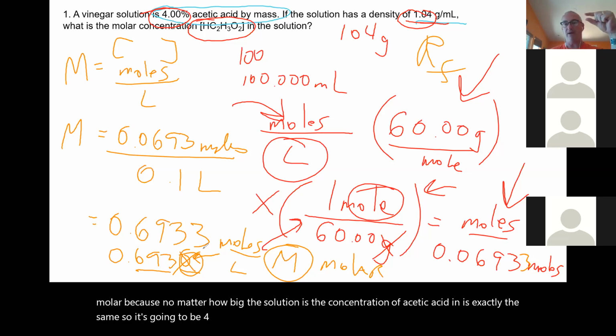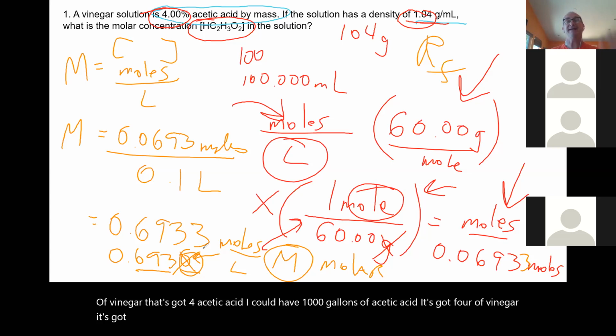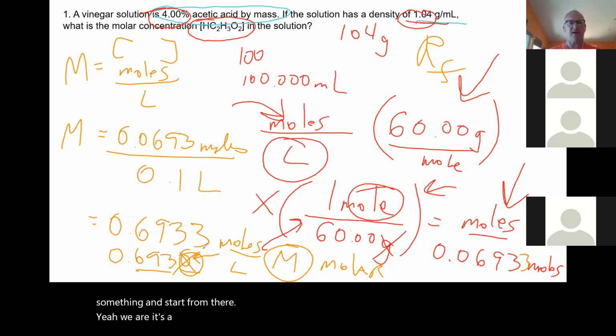So I could have 1 mL of vinegar that's got 4% acetic acid in it. I could have 1,000 gallons of vinegar, and it's got 4% acetic acid in it. It doesn't matter what volume you chose. You just have to choose something and start from there. I realize it's a little confusing when you say it's got a density, and I don't know what the volume is. It doesn't matter what the volume is. You'll get the same answer.